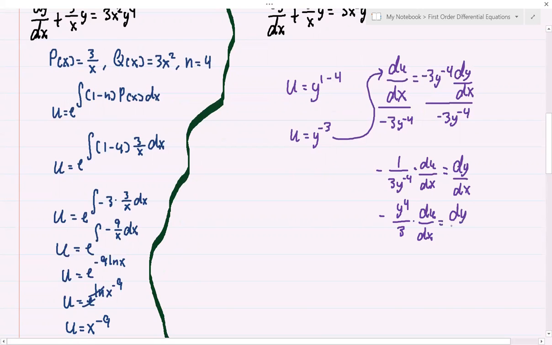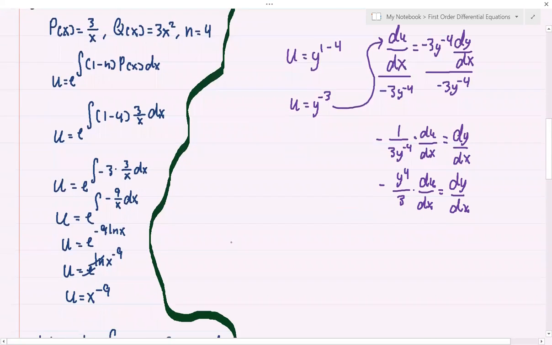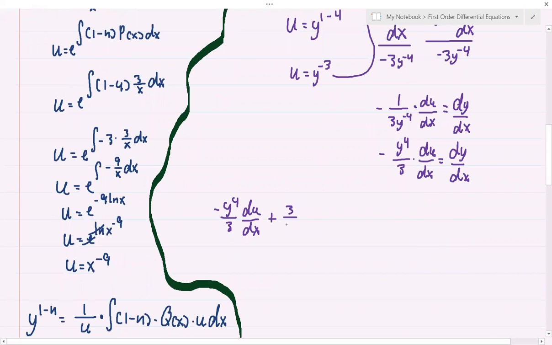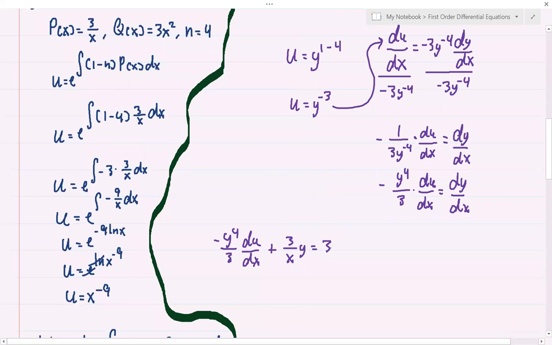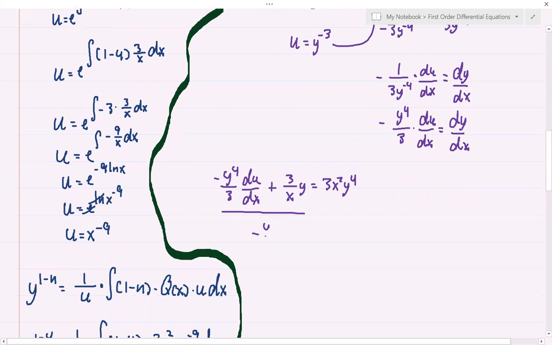Now, what we're going to do is substitute the given for dy all over dx in this given equation. So we have negative y raised to 4 all over 3 times du all over dx plus 3 all over x times y is equal to 3x squared times y raised to 4. So after that, we will divide both sides by negative y raised to 4 all over 3.